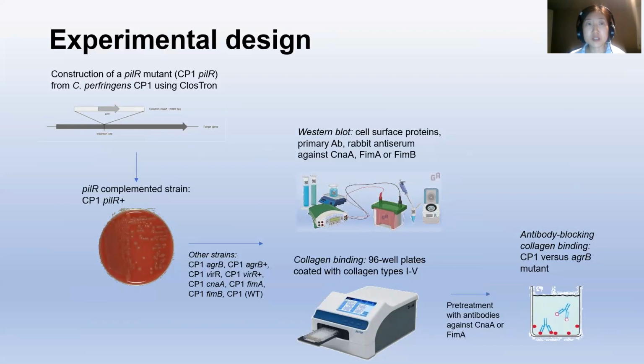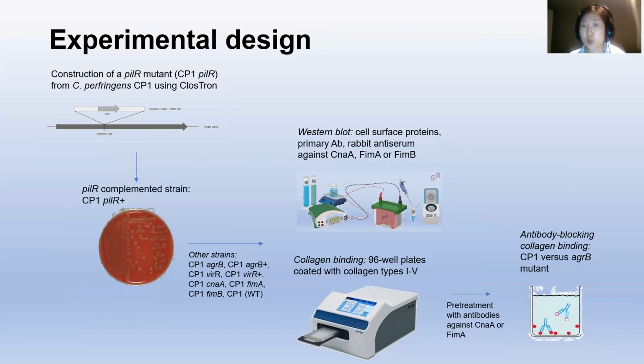Experimental design. First of all, we constructed a PilR mutant strain, CP1ΔPilR, from Clostridium perfringens CP1 by inactivating the PilR gene. Then we introduced the PilR gene into the PilR mutant to obtain its complemented strain, CP1ΔPilR+.